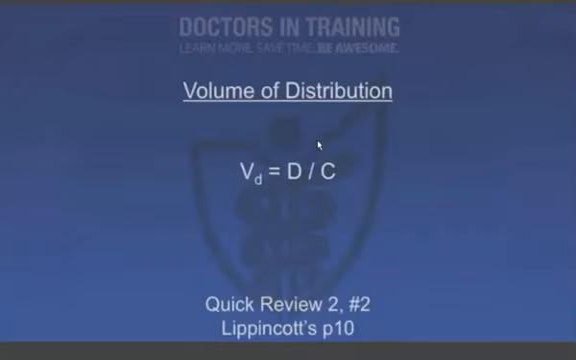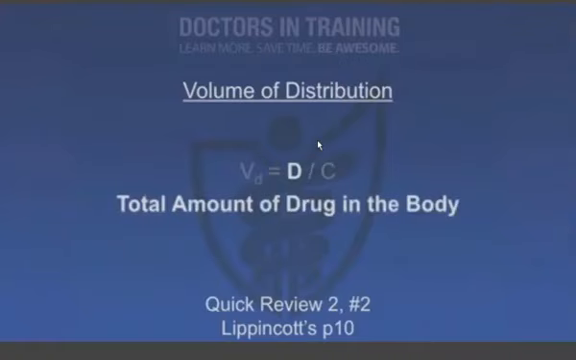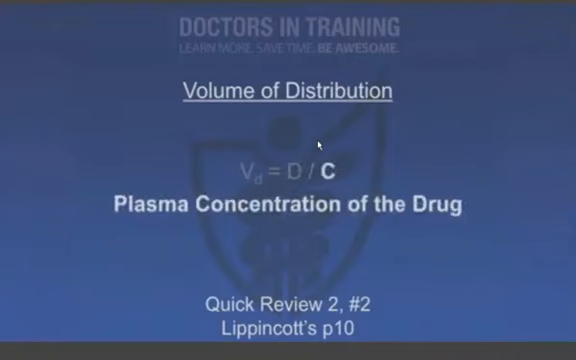Number 2, what is the equation for volume of distribution? The volume of distribution is equal to D over C, was the equation we saw. So D was the total amount of drug in the body, and C is the plasma concentration of the drug. And just to clarify, the plasma concentration of the drug may be the plasma concentration that you actually have right now, or if you're using the equation in a different manner, it could be the target plasma concentration, the concentration that you want to get to.